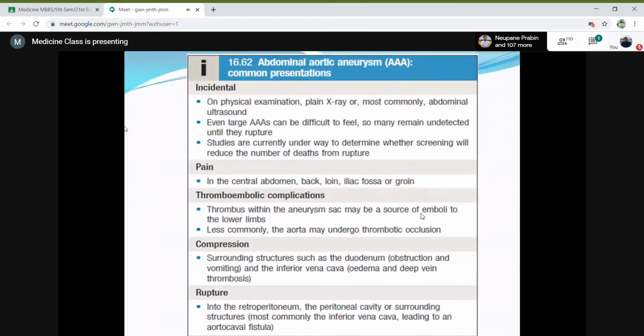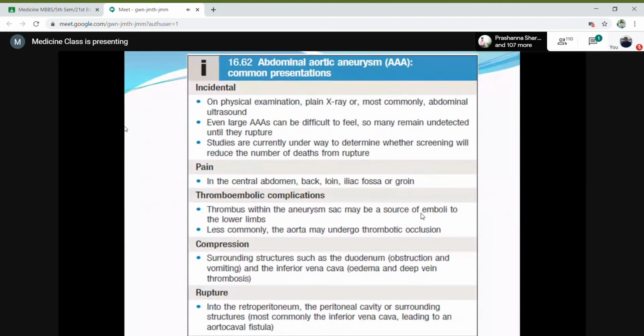Now, if the patient has an abdominal aortic aneurysm, it can be found incidentally on physical examination, plain X-ray, or most commonly abdominal ultrasound. Even a large abdominal aortic aneurysm can be difficult to feel, so many remain undetected until they rupture. Studies are currently underway to determine whether screening reduces the number of deaths from rupture. So there can be an incidental finding when we are examining or investigating the patient.